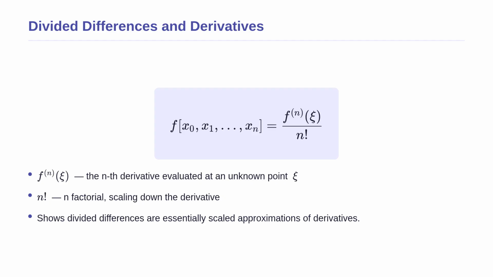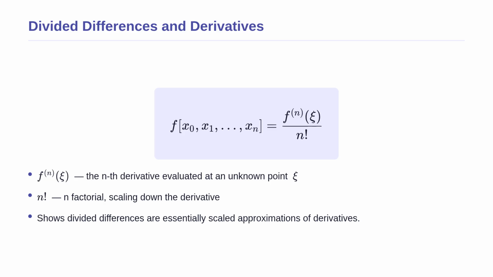The left side is the nth divided difference calculated over a set of points. The right side represents the nth derivative of the function, evaluated at some unknown point eta that lies somewhere between the smallest and largest input values. The denominator is n factorial. This formula tells us that a divided difference is essentially an approximation of a derivative, scaled down by a factorial.